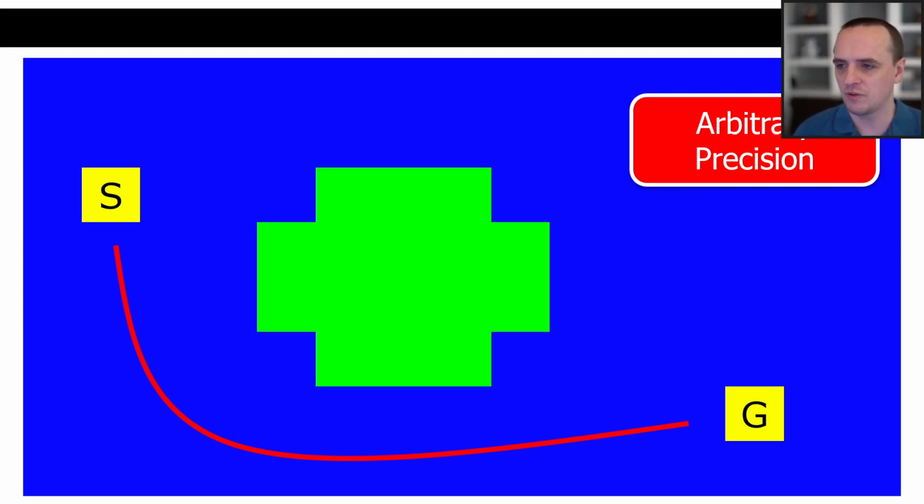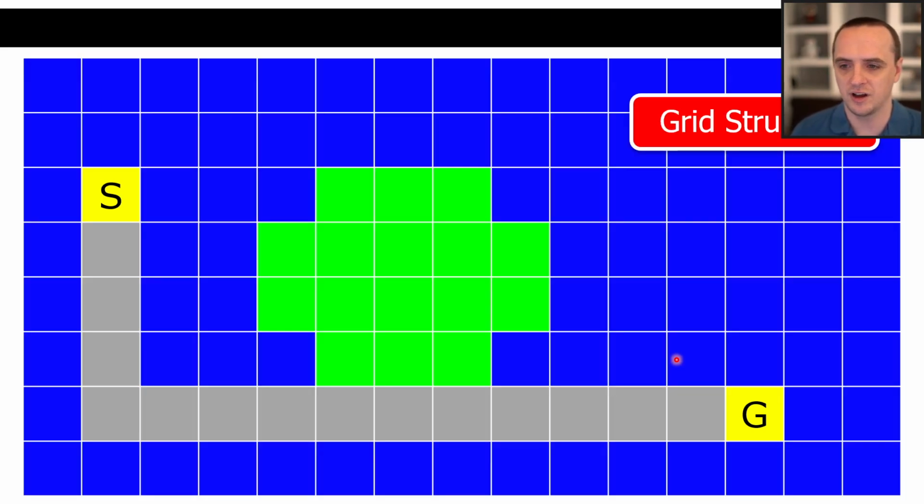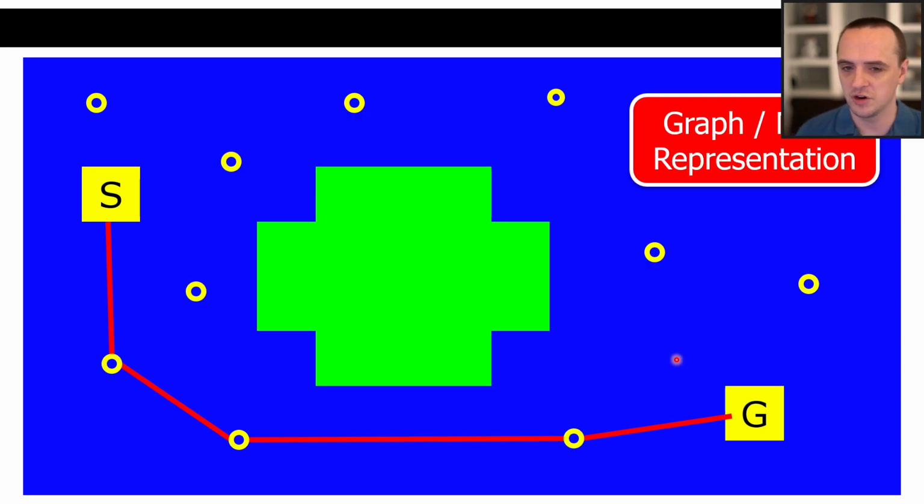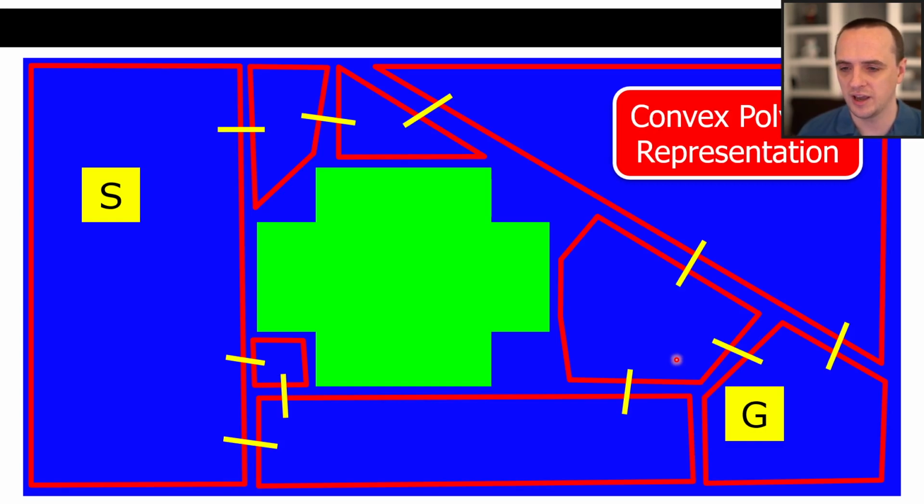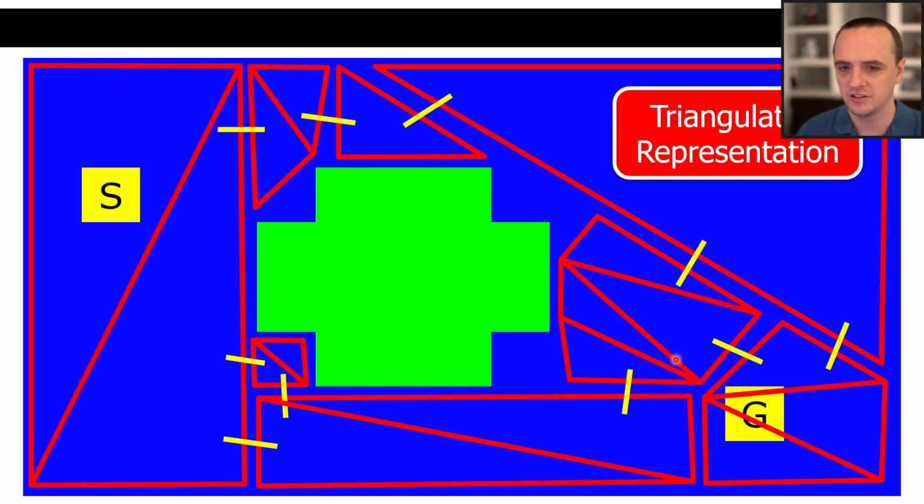We talked about different representations that we can have. One of them is an arbitrary precision representation, where everything is a floating point number and we move around in floating point space. We could have a grid structure like we're seeing here, a graph with nodes and edges. We could have a polygon representation, or a more special case of a polygon representation, a triangular representation, where all the triangles are then nodes on a graph, etc.